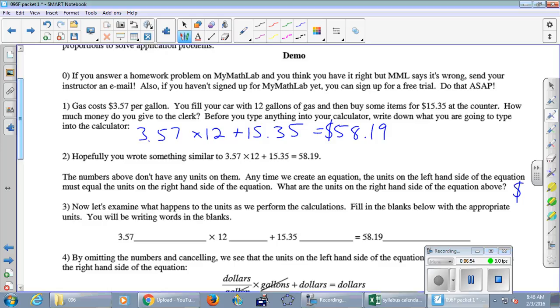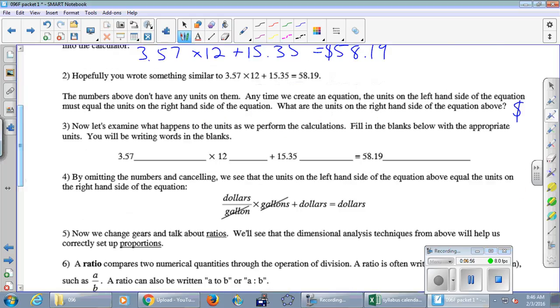So let's examine number 3. What happens to the units as we perform the calculations? We'll fill in the blanks below with the appropriate units, and we're going to be writing words in each of these blanks. Let's give it a shot. We'll start with the easiest one, 15.35. What are the units there? That is definitely dollars. The 58.19, we've already decided that's dollars. So far, so good. Next up is the 12. 12 what? 12 gallons.